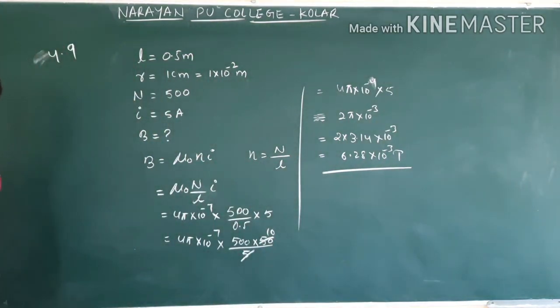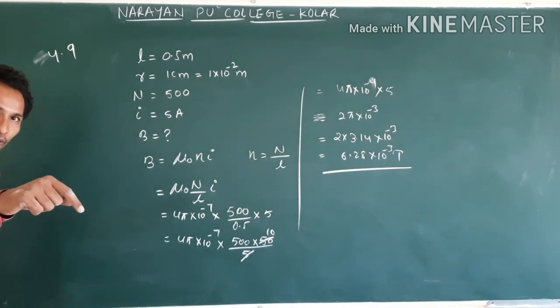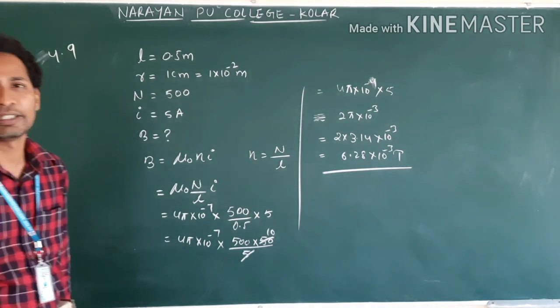Clear? If the number of turns is used, take capital N. If the number of turns per unit length is provided, then take small n. Clear?